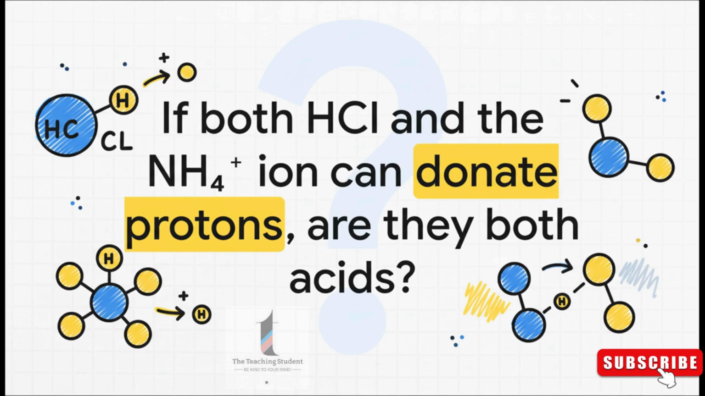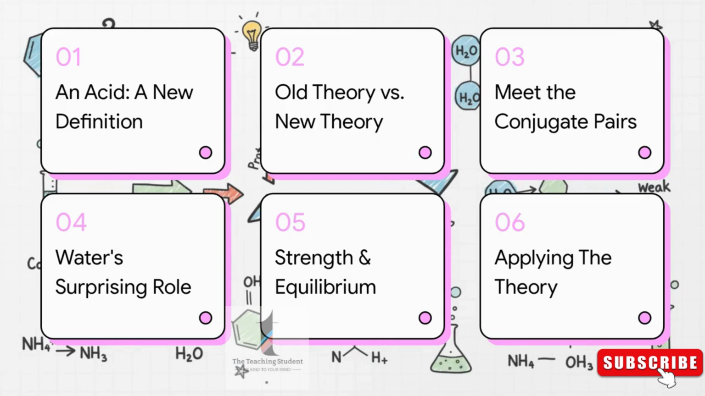This is exactly why we need a better, more flexible way to define what an acid and a base really are. So here's our plan. We'll start with a whole new definition for acids and bases and see how it's a big improvement on older ideas. Then we'll meet the super important concept of conjugate pairs. We'll also uncover water's secret double life, connect all of this to strength and equilibrium, and finally, we'll put it all into practice. Let's get to it.